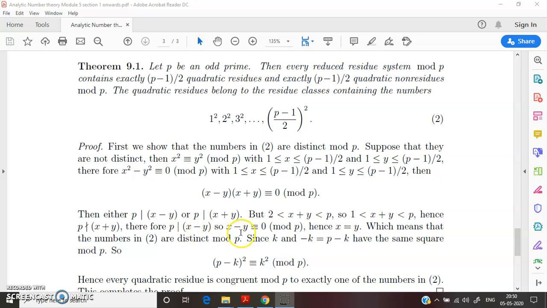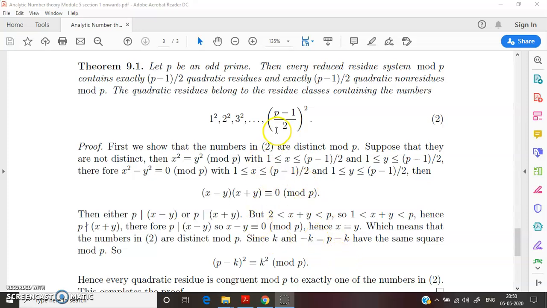What is the meaning of that? It means that x − y is congruent to 0 mod p. What is the meaning of that? This means x is congruent to y mod p. But the numbers in the set are distinct mod p. That means this is not possible unless x is equal to y. So x equal to y means both are the same. If we are taking distinct numbers, it is the same. So hence x and y are the same. So that means all the numbers are distinct here.